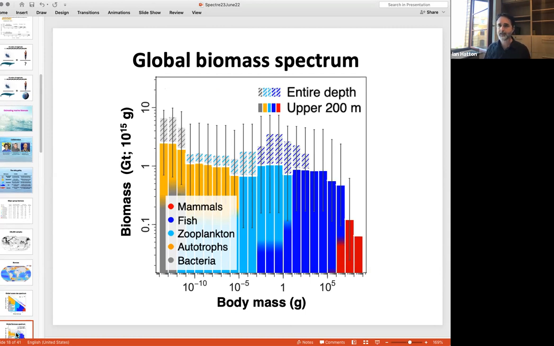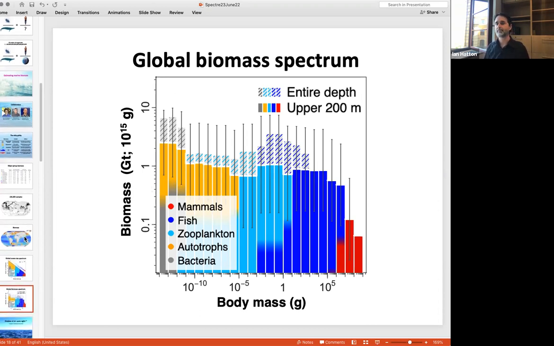And so I'll just quickly describe what this plot is showing. The hatched lines are down to the depth of the ocean, and we weren't as confident in these estimates because there's far less data available at depth. And then the colored bars are the upper 200 meters, the sunlit portion of the ocean. And then these are our error bars. You can see they're really large error bars, but yeah.